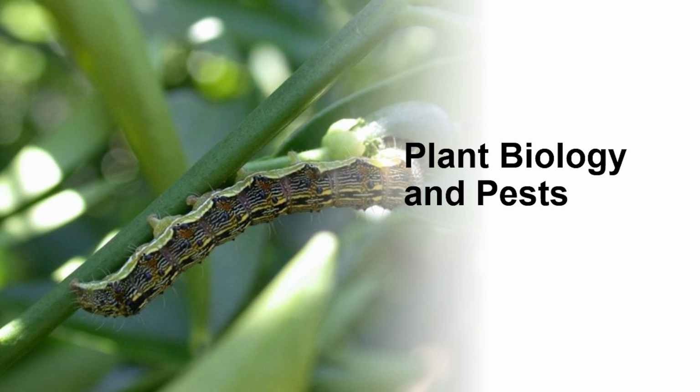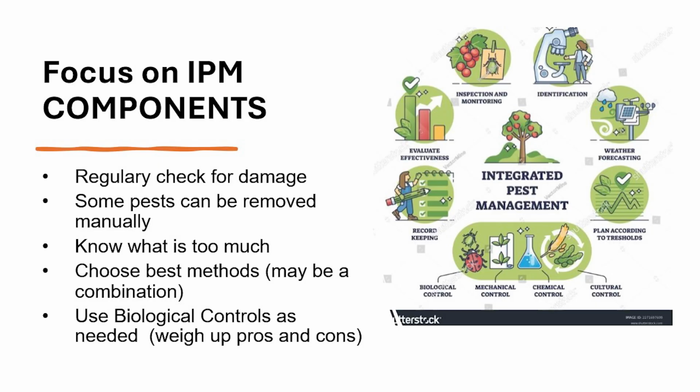Okay, so we're going to move on to module 3. This is plant biology and pests. This is going to help you with your care of plants in the system. Normally when we're looking at managing plants, we look at something like an integrated pest management plan.